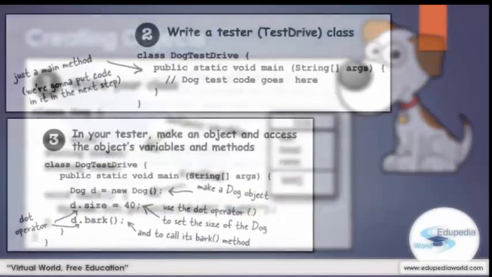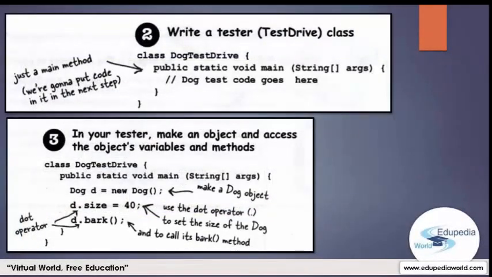So now we need a driver class. That means the class which includes the main method. So under this main method, we first create a new dog object. To create the object, we use this statement with the new keyword. You can use any name to identify the object, like we are using the letter d to identify this dog object. And then to access the instance variables and methods of the object, we are using something special called the dot operator.